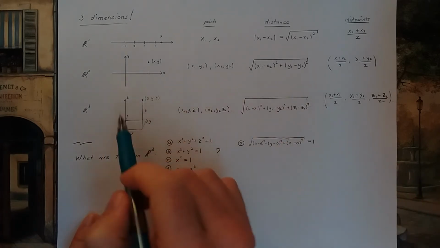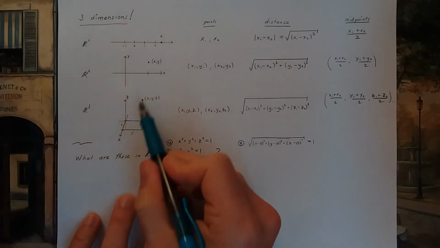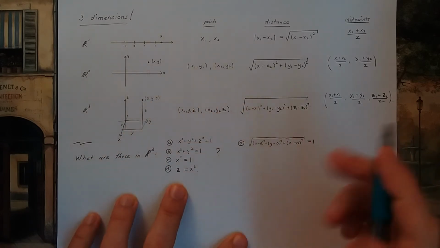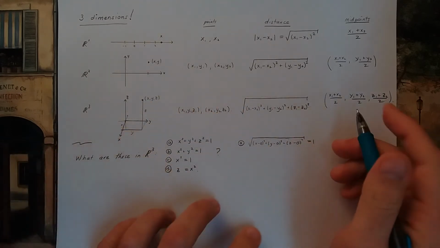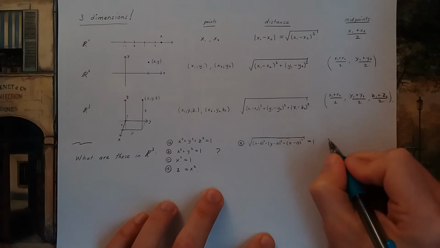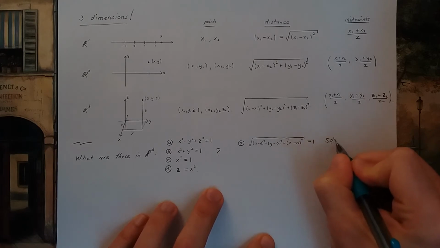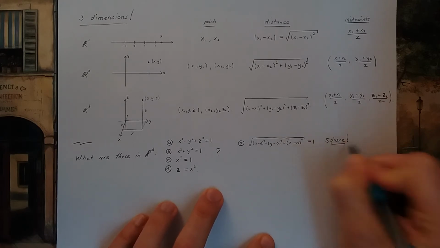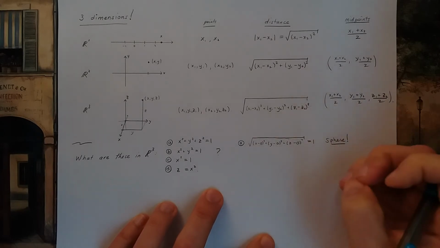What I did here is I wrote equation A using the distance formula. So the distance away from 0, 0, 0 should be 1. If you think about 3 dimensions, what points are always a distance 1 away from 0, 0, 0? Well, that's a sphere. It's a sphere of radius 1 centered at the origin.